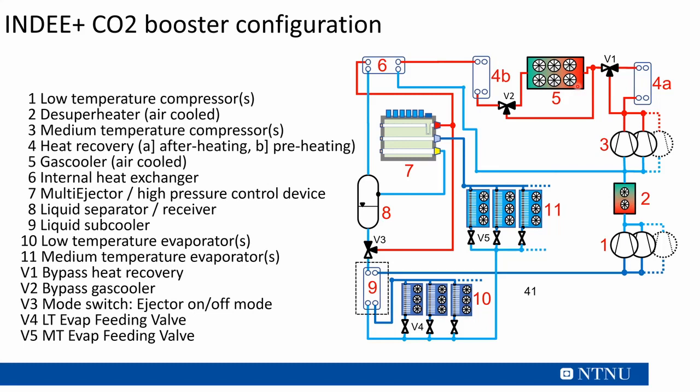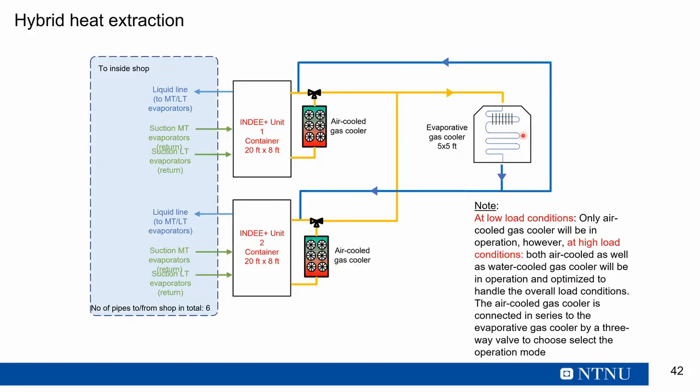If the temperature exceeds a certain limit, it would be difficult to handle this much heat extraction through air cooling alone. So we are going to install one evaporative gas cooler common to two air cooled gas coolers. At low load conditions, only the air cooled gas cooler will be in operation. But in high load conditions, both the air cooled as well as the water cooled gas cooler will handle the overall load. The whole system will also optimize according to that.